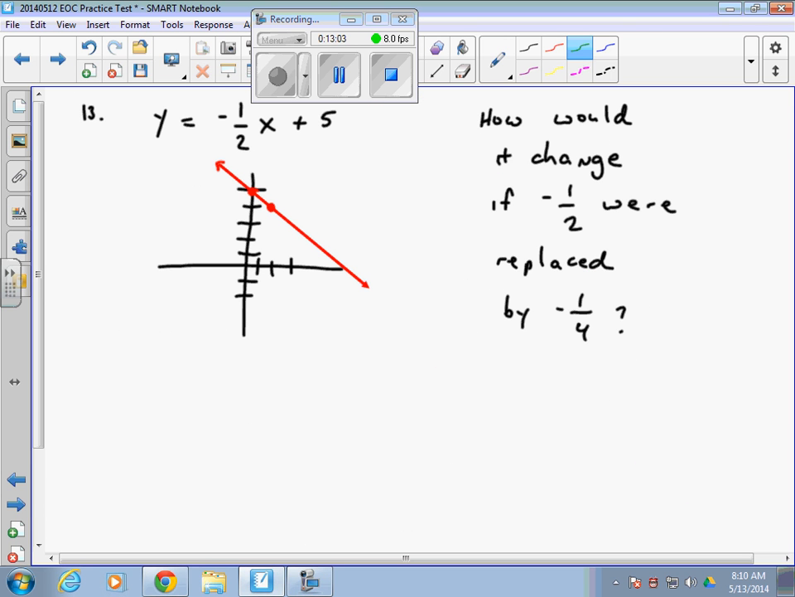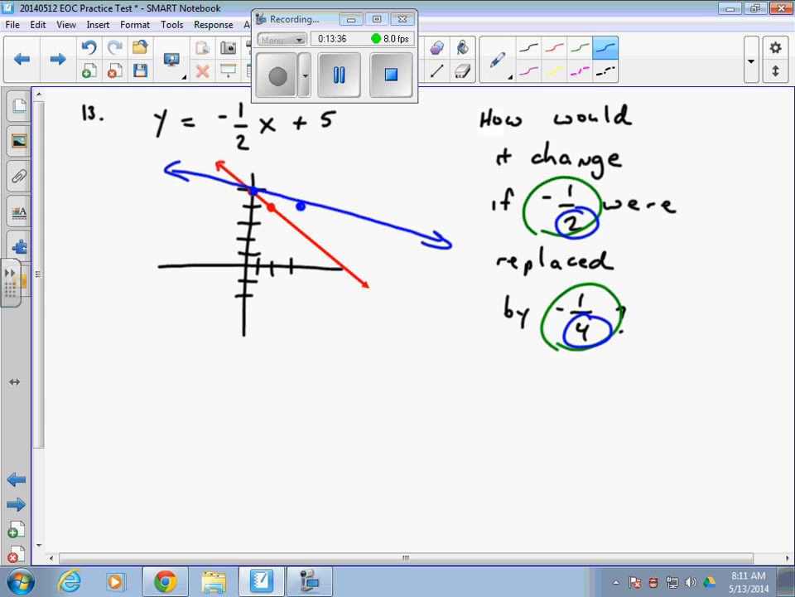Number 13 says Paul graphs the linear function y equals -1/2 x plus 5. How would the graph of the function change if -1/2 were replaced with -1/4? Well, it doesn't change the b value of 5. It's just going to go down 1 and over. Instead of going over 2 times, it's going to go over 4 times. So 1, 2, 3, 4. It'll go there, and the equation will look like that.